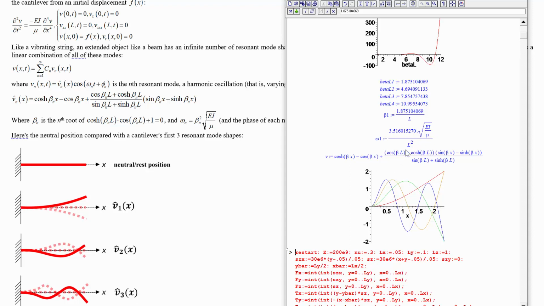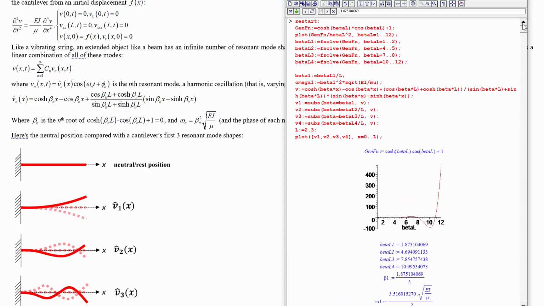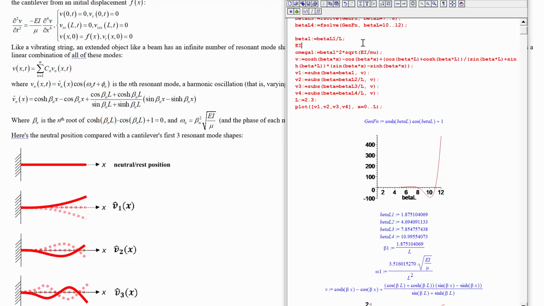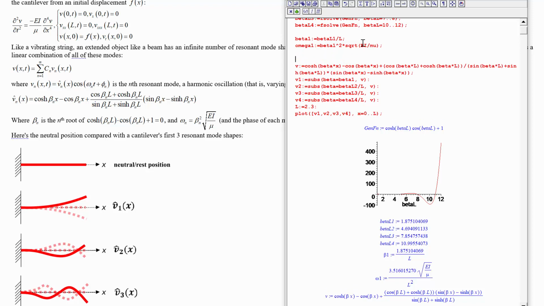So the frequency of the beam will decrease with length squared. It will depend on flexural rigidity divided by mass per unit length. We can get a little bit more specific about that if we assume it's got a rectangular cross section. Let's say that EI is equal to E times H cubed times B over 12, and mu, the mass per unit length, is going to be rho, the density, times B times H.